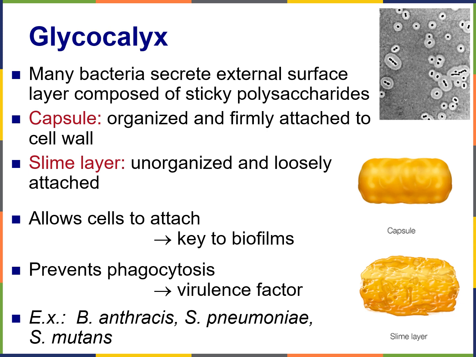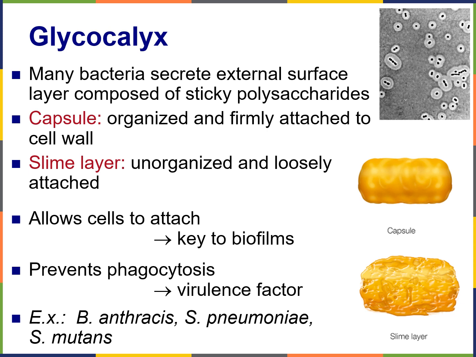So the glycocalyx comes in 2 forms. Sometimes the glycocalyx will be in the form of a capsule. Other times the glycocalyx will be in the form of a slime layer. So it doesn't matter, capsule or slime layer. Either way, it's composed of the glycocalyx. It's made of glycocalyx. So what is the difference between a capsule and a slime layer?